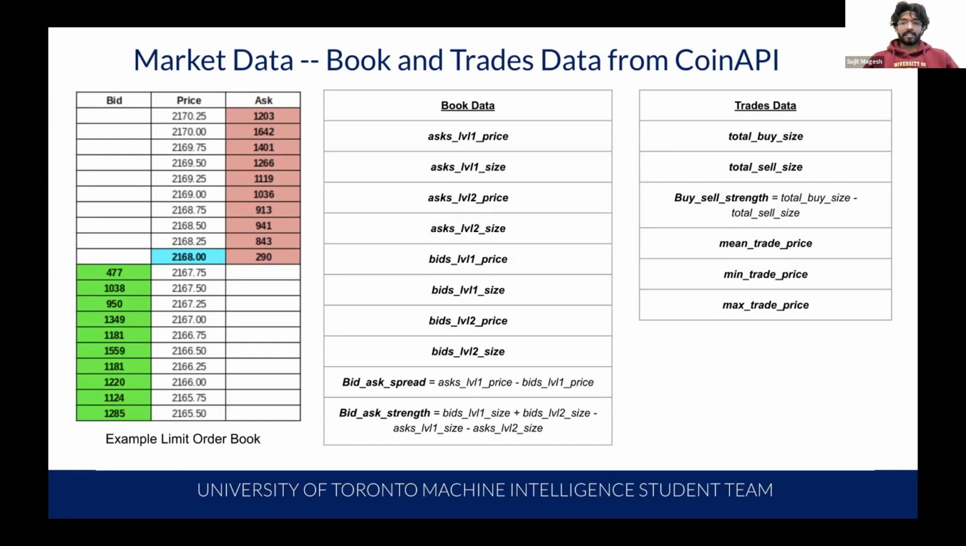And as you can see on the right-hand side of the slide, we can derive a lot of features from the order book data that aren't fundamentally there. For example, we engineered the bid and ask spread and the bid and ask strength. The feature engineering process in this situation was mostly a combination of data exploration and using intuition and domain knowledge to figure out what works and what doesn't. Next slide.